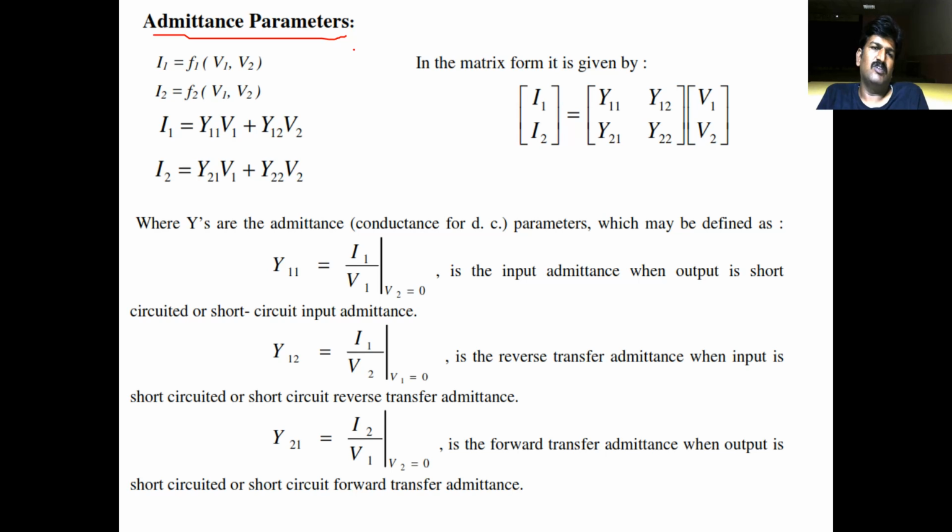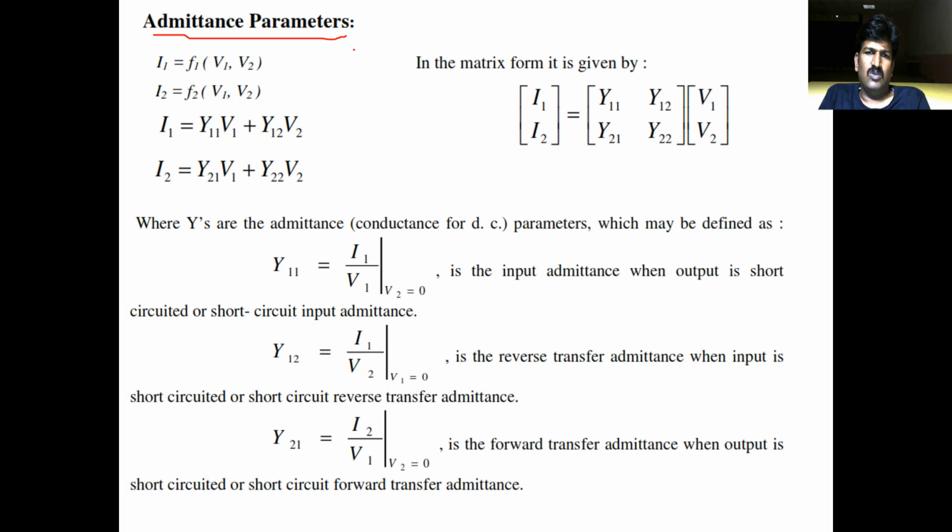In terms of impedance, you can write Y11 is equal to 1 by Z11, Y12 is equal to 1 by Z12, Y21 is equal to 1 by Z21, Y22 is equal to 1 by Z22. You can write this in the mathematical form: the matrix I1, I2 is equal to Y11, Y12, Y21, Y22 into V1, V2, where Y is the admittance.